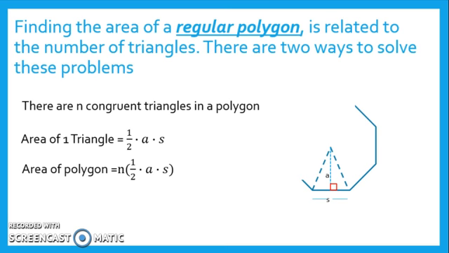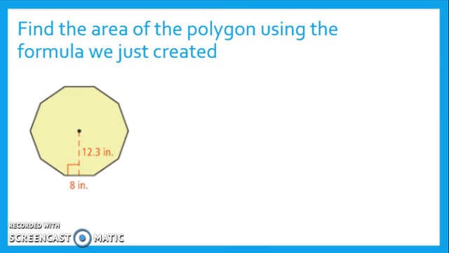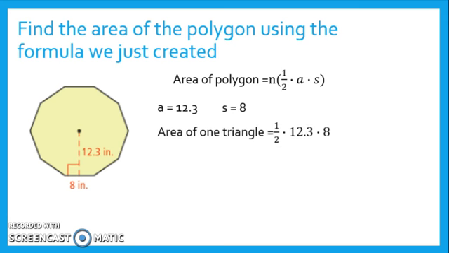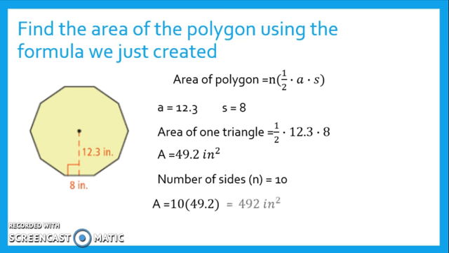So that's our first way. We're going to use the formula we created to find the area of the polygon. Again, N times 1/2 times A times S. The apothem is 12.3. The side length is 8. The number of sides is 10. We find the area of one triangle, which is 49.2, and then we multiply by 10 to get 492 square inches. So you find the area of one triangle and multiply by the number of sides.